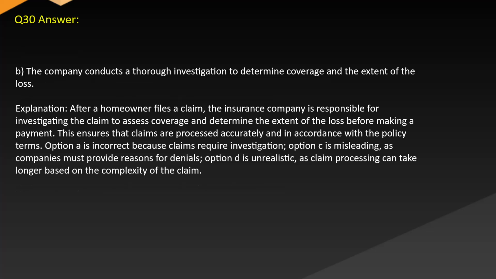Answer. B. The company conducts a thorough investigation to determine coverage and the extent of the loss. Explanation. After a homeowner files a claim, the insurance company is responsible for investigating the claim to assess coverage and determine the extent of the loss before making a payment. This ensures that claims are processed accurately and in accordance with the policy terms. Option A is incorrect because claims require investigation. Option C is misleading, as companies must provide reasons for denials. Option D is unrealistic, as claim processing can take longer based on the complexity of the claim.